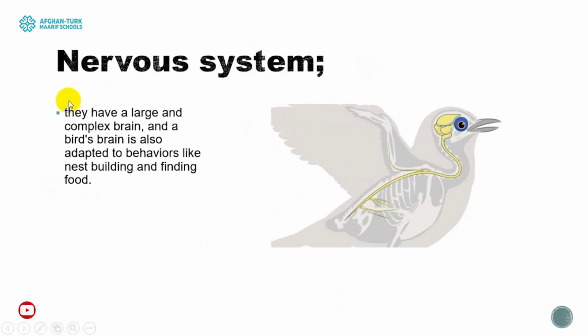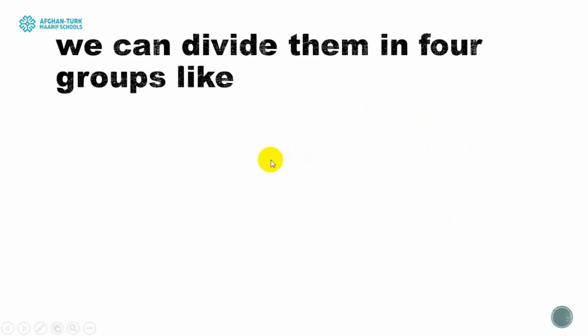About the bird's nervous system, we can say that they have a large and complex brain, and also a nerve cord, and their brain is adapted for building nests, for example, and finding food.